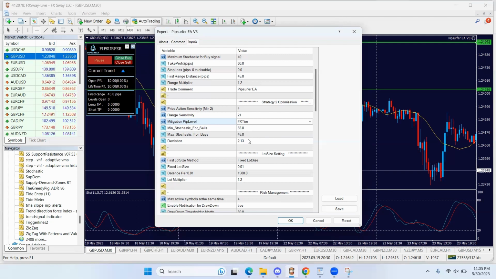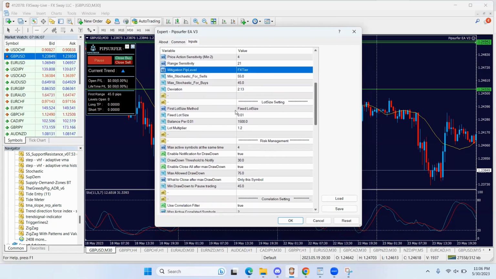Deviation is also going to be a part of the range metric as well. Deviation is going to measure a range within a certain number of bars, calculate an upper and lower support and resistance zone, and put that into the logic for strategy 2.